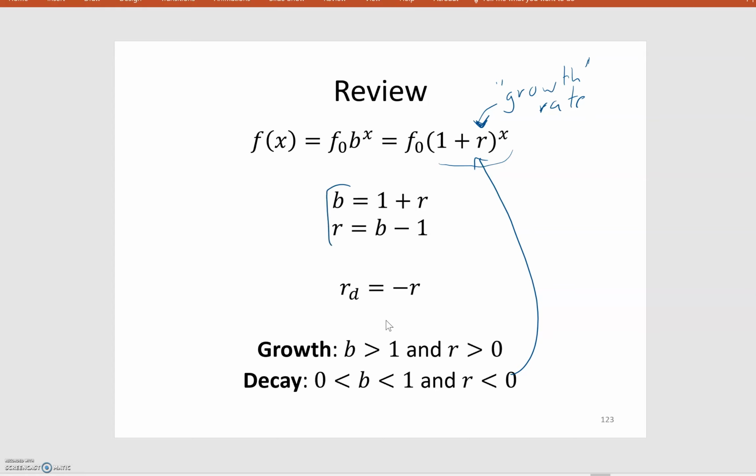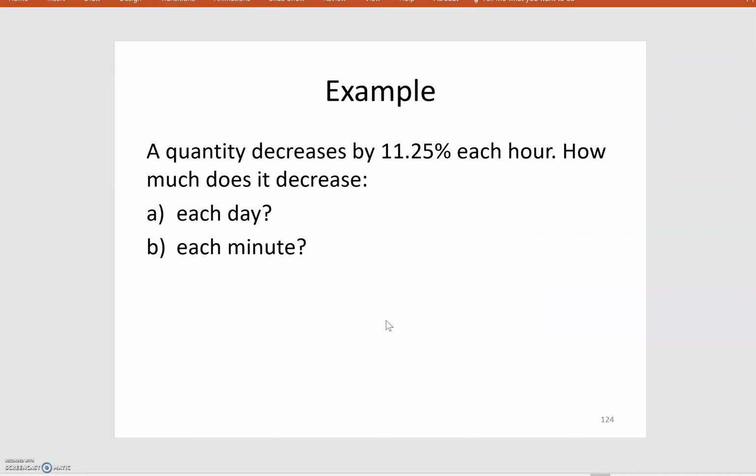Then we have these relationships between the factor and the rate, very important. The growth rate. And then finally we have the conversion between the decay rate and the growth rate. And that's pretty much the essence of it all. But then, when you get into the details of solving problems, sometimes things can get a little confusing. So let's look at some more examples.